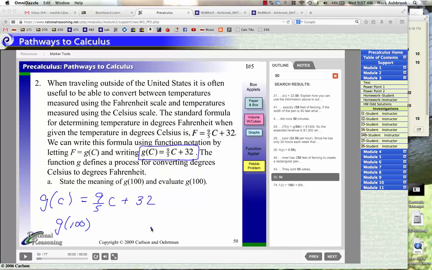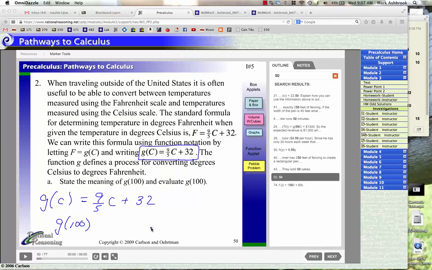Right? The output of the function when the input is 100. It's the output of the function when the input is 100. So now talk to me about temperature. It's the same exact thing. What does it mean? But now talk to me in context.